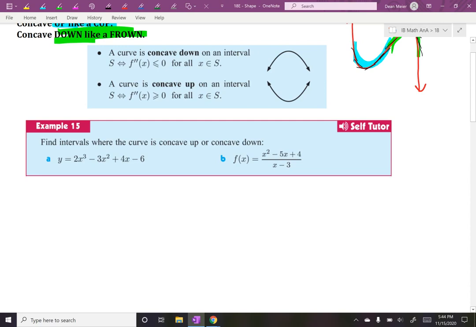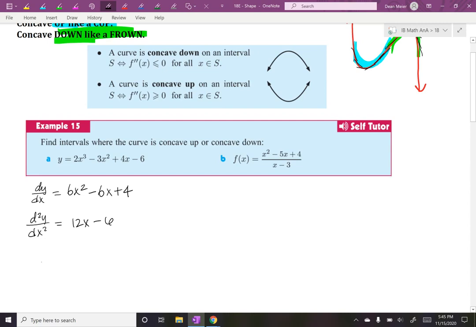All right, so let's try 15a here. 15a says find the intervals where it's concave up or concave down. So that means I need the second derivative. So dy dx, the first one, is going to be 6x squared minus 6x plus 4. And remember, a sign chart there would tell me increasing and decreasing. Now I'm going to go to the second derivative, and I am going to find 12x minus 6. That will tell me concavity.